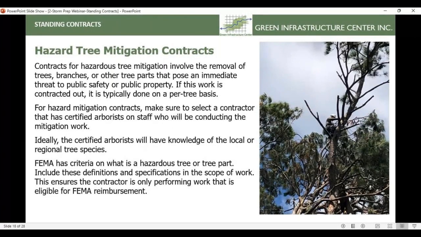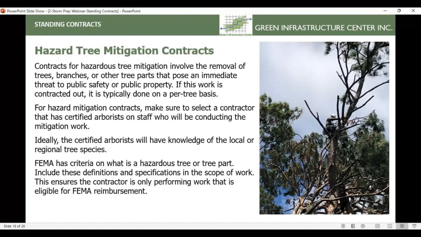Hazard tree mitigation contracts. So these are contracts for hazard tree mitigation, which can involve the removal of trees, branches, or other tree parts that pose an immediate threat to public safety or public property. If this work is contracted out, it is typically done on a per tree basis. For hazard mitigation contracts, make sure to select a contractor that has certified arborists on staff who will be conducting the tree mitigation work. And ideally, those certified arborists will have knowledge of the local or regional tree species.